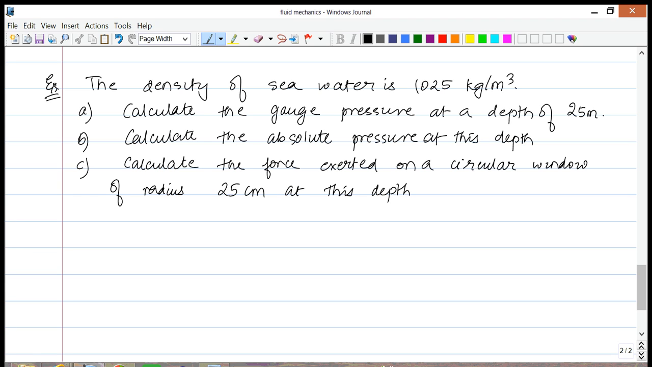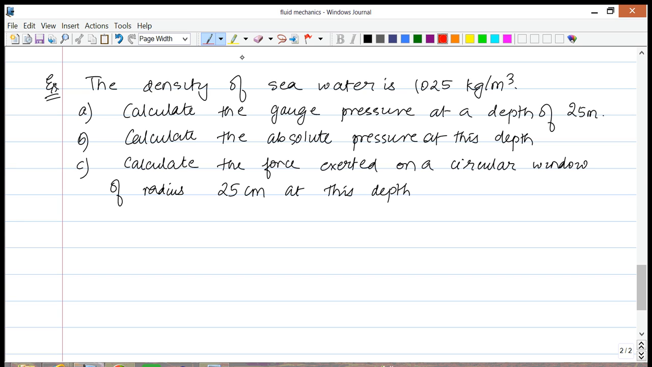Alright, so let's apply the pressure variation with depth to a problem. The question is that you're given seawater of density 1025, and we have to calculate the gauge pressure at a depth of 25 meters, the absolute pressure, and then also the force. The parts are very simple, very straightforward. The key here is to make sure that you keep the definitions in mind.